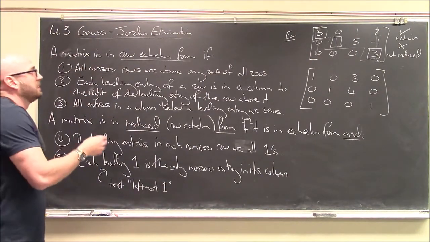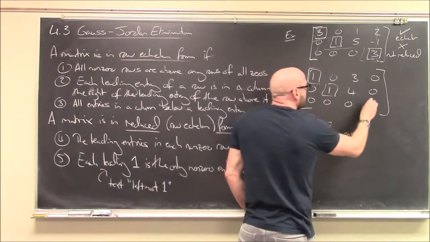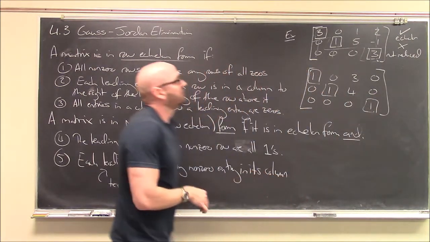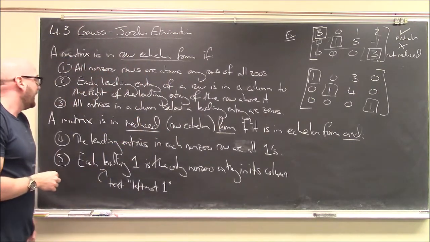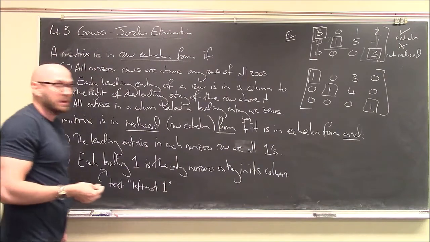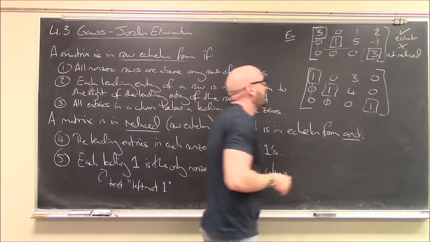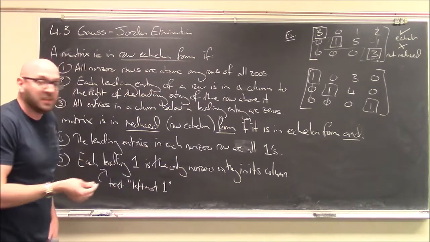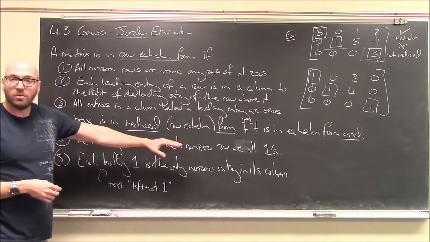Each leading entry in a row should be to the right of the leading entry above it. Well, they're actually in the same position in this matrix. So as you proceed down, they proceed to the right, so that's fine. And all entries in a column below the leading entry are zeros. Yes, 0, 0. And that's fine. So it is an echelon. Are all the leading entries 1s?